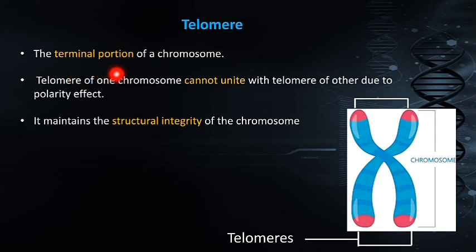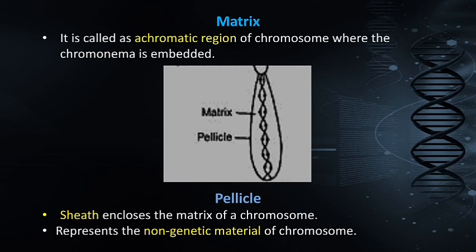The next component is the telomere. Telomere refers to the terminal portions on both ends of the chromosome. Telomeres of one chromosome never unite with the telomeric end of another chromosome. Thus, it maintains the structural integrity and rigidity of the individual chromosome. Here we can see the terminal portions of the chromosome are referred to as telomeres. These telomeric ends cannot unite with telomeric ends of other chromosomes. Matrix and pellicle are non-genetic materials, where the matrix is the region where chromonema is embedded and the pellicle acts like a sheath that encloses the matrix.